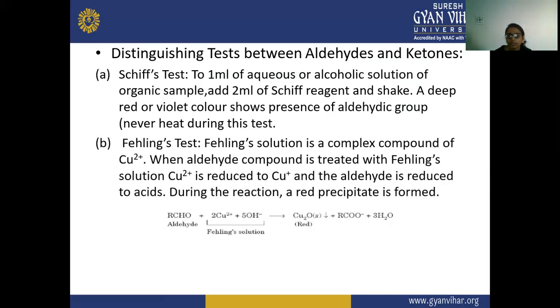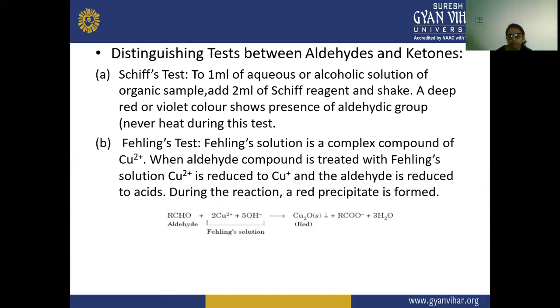The tests that are given to distinguish between aldehyde and ketone are the Schiff test and the Fehling test. Both of the tests that were used to distinguish aldehyde and ketone from other functional groups, but these are the tests that distinguish between aldehyde and ketone. If a sample is given in the lab and we have to distinguish what is the aldehyde and what is the ketone, then we are going to give these tests: the Schiff test and the Fehling test, which are given by the aldehyde and not the ketone.